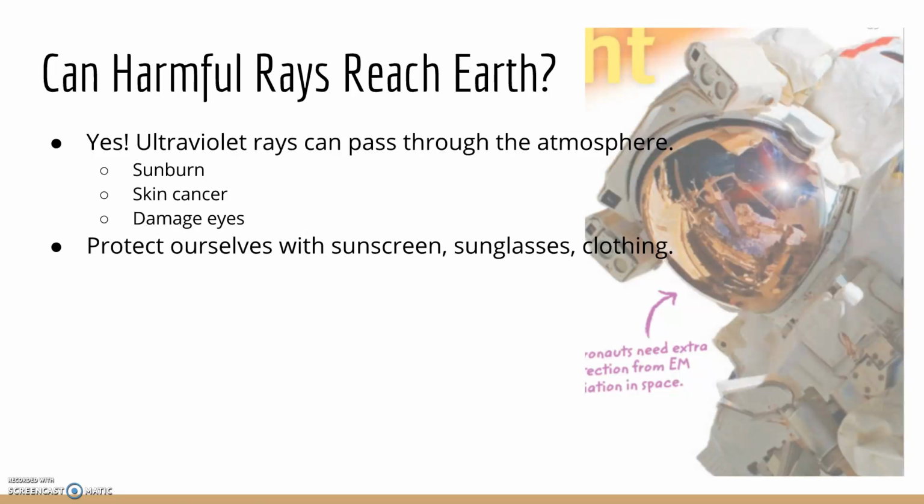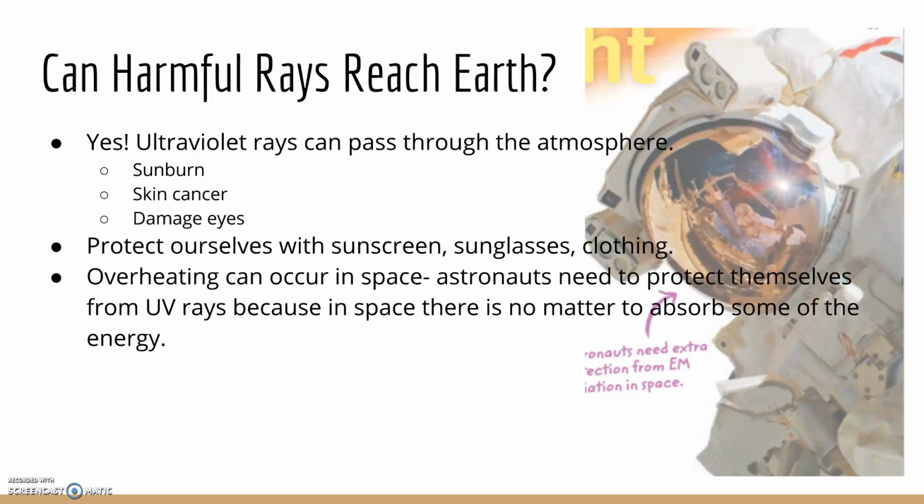We have talked about this before when we were doing our unit on weather. And just an interesting fact: overheating actually can occur in space. You might assume that the farther back in space you go, the colder it would be, or that if you're not in our atmosphere, there's no way to trap heat. But astronauts actually need to protect themselves from UV rays because in space there is no matter to absorb some of the energy. We know that waves can lose energy because it's lost to a medium or because it spreads. So it makes sense that because there is no matter in space, the UV rays are actually stronger.